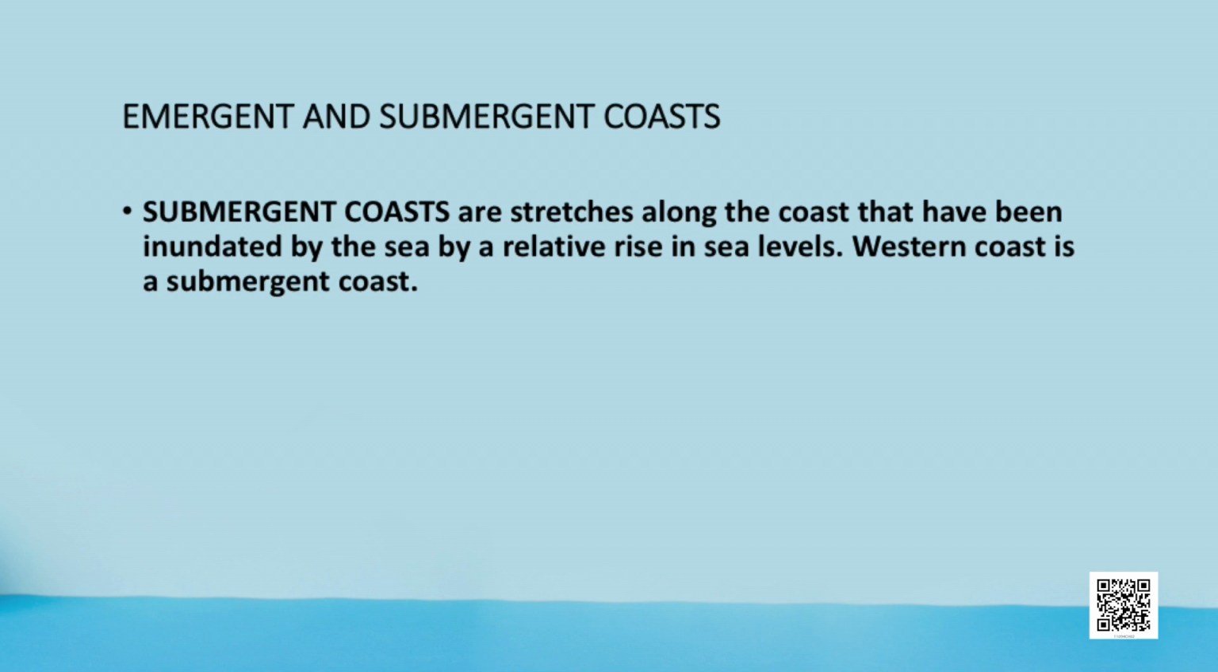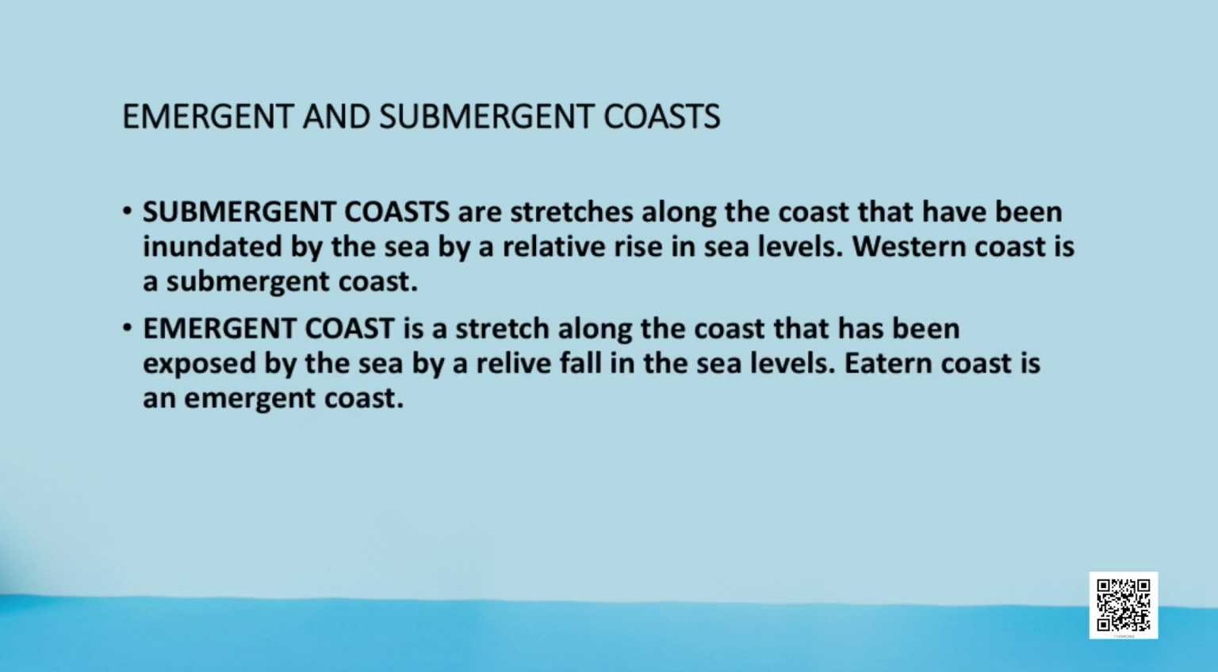Submergent coasts are stretches along the coast that have been inundated by the sea by a relative rise in sea levels. The western coast is a submergent coast, whereas the eastern coast is an emergent coast. It is a stretch along the coast that has been exposed by the sea by a relative fall of the sea levels. So children, when I talk about emergent and submergent, you should be clear that emergent is where the fall of the sea is less, and submergent is where the water of the sea is submerging the land.